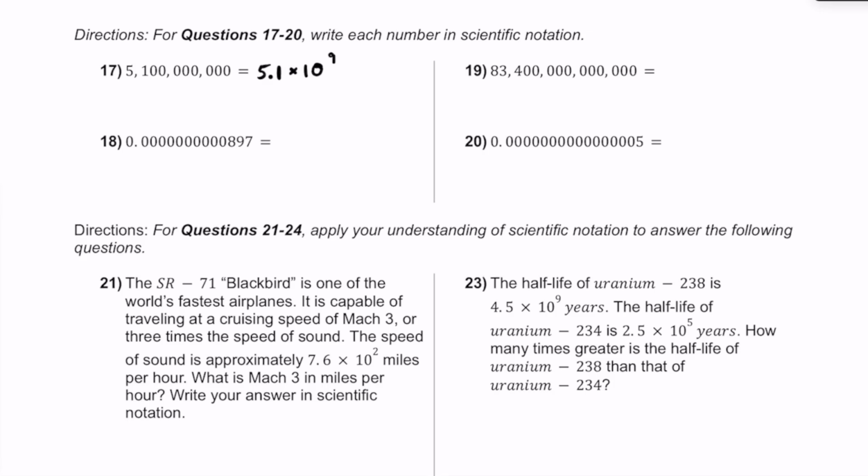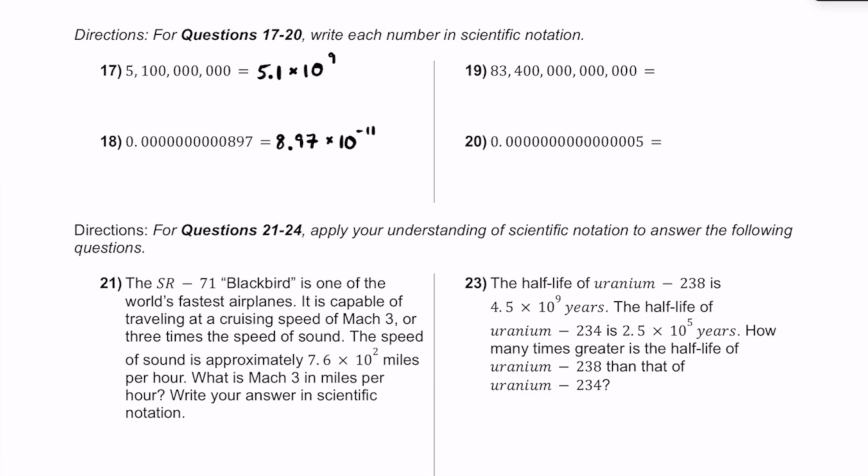For number 18, let's see how many times we have to move this decimal to get a whole number. But we know what we're going to have at the end here, 8.97. If you just take a look at their digits at the end of the decimal, let's see how many times you have to move this decimal to get there. So let's see, we're going to move over 1 time, 2 times, 3 times, 4 times, 5, 6, 7, 8, 9, 10, 11. So I believe this is going to be 8.97 times 10 to the negative 11th power here.